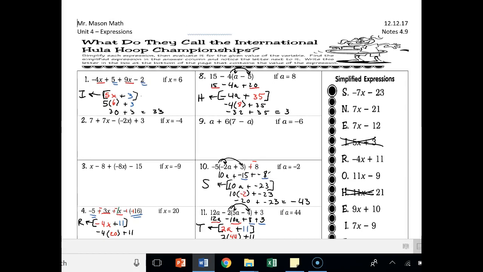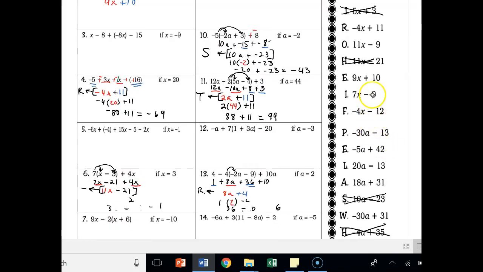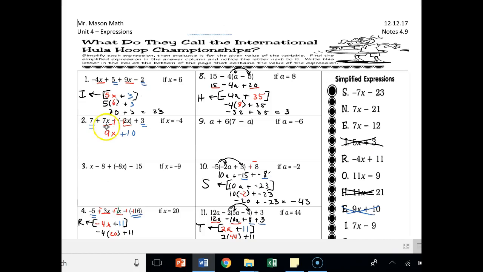So the first thing you need to do, go through keep, change, keep, change right there. Find your common or like terms, 7x and 2x, and then also 7 and 3. 7x plus 2x, that's nothing but 9x. And then 7 and 3, that's plus 10. So I need to find 9x plus 10, and there it is right there, that's E. So cross that off, put a bracket, and say, all right, this is letter E.